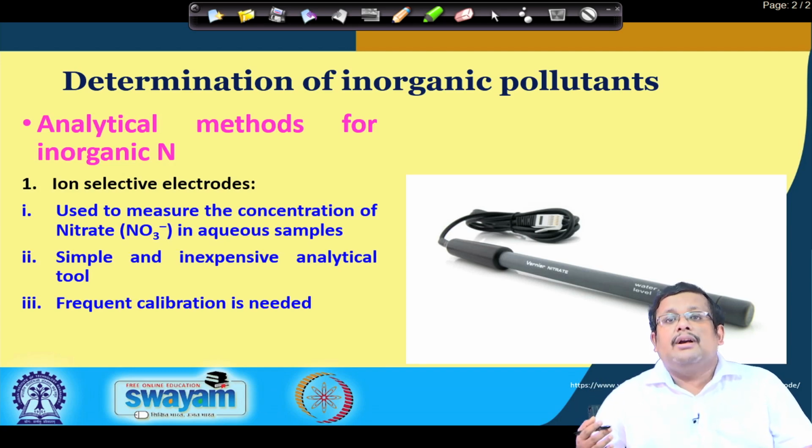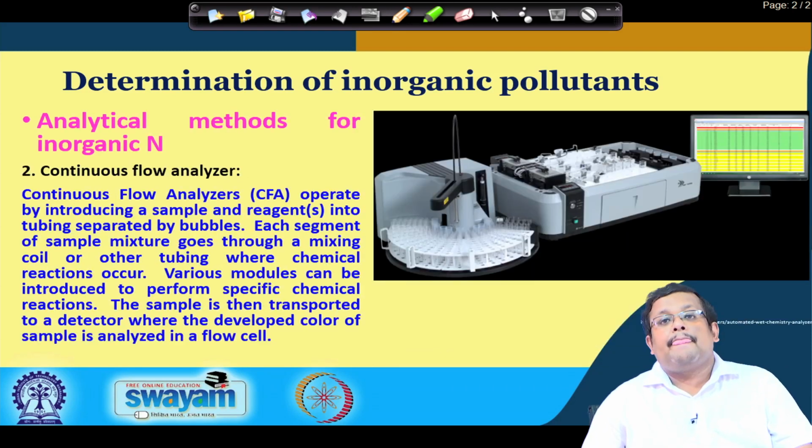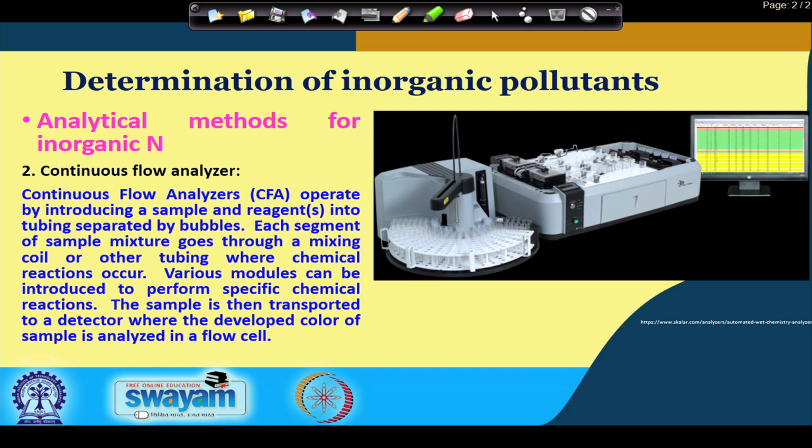One of the major drawbacks of this ion selective electrode is that sometimes interferences are there, so frequent calibration is required for this type of electrode. Today we are going to start with a new instrument, another instrument which we use for measurement of inorganic nitrogen. We call it the continuous flow analyzer, or in short form CFA.